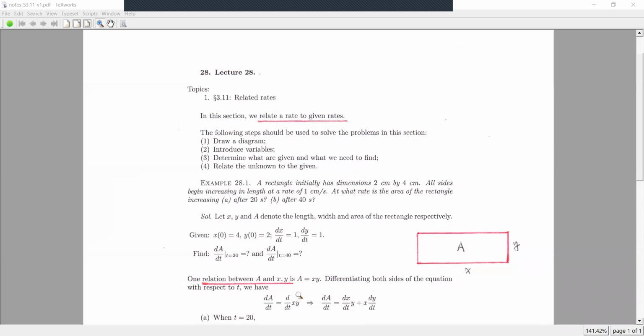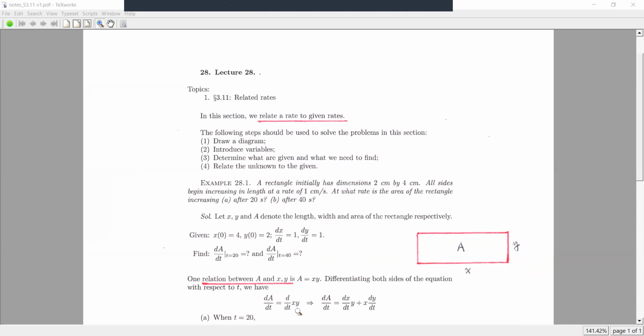About this derivative, the function is a product. Please note that x, the length of the rectangle, depends on the time t. So x is a function of the time t. y, the width of the rectangle, depends on the time t. y is a function of time t.